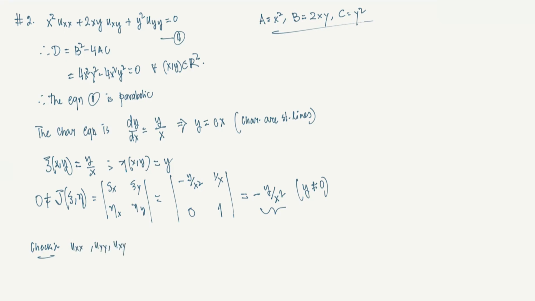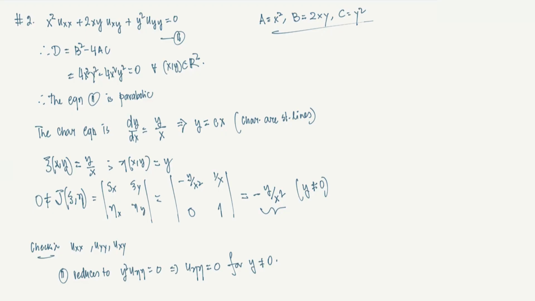Once you find these and put them in this equation, you can see that equation 2 reduces to y square u eta eta equals 0. Clear? Since y is not equal to 0, we can actually write u eta eta equals 0 for y not equal to 0. So you see, this is in the region where y is not equal to 0.